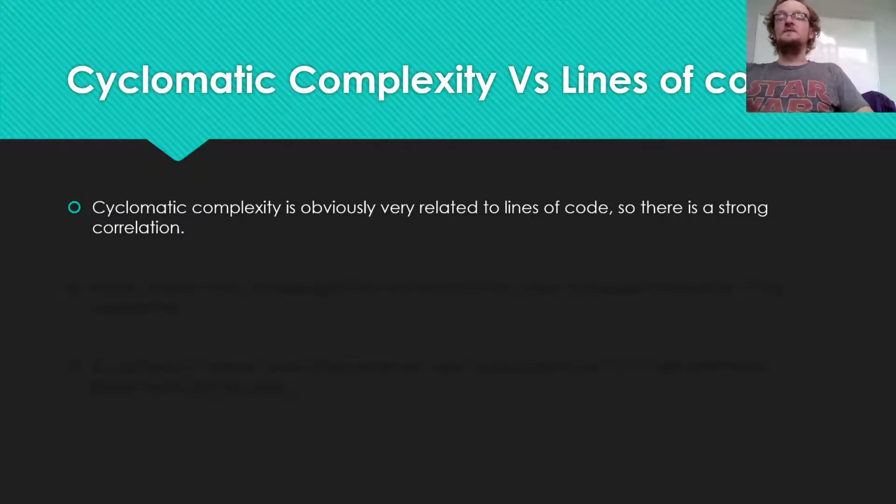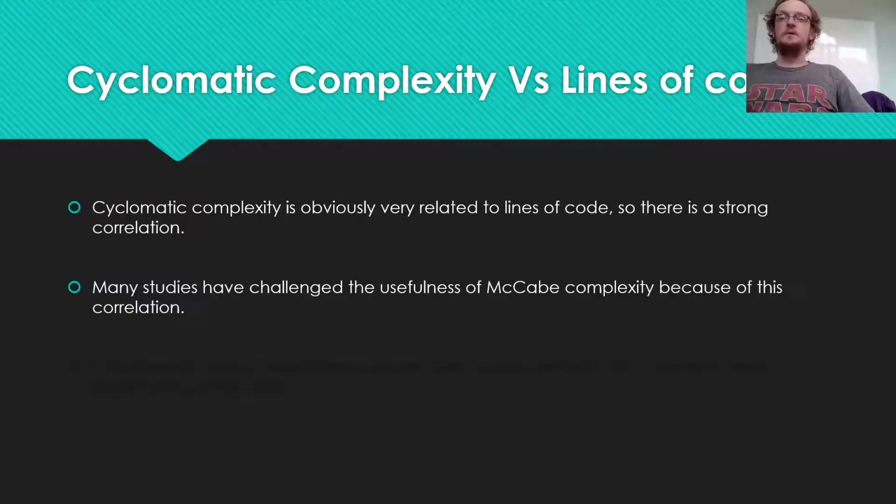So if you think about the difference between the cyclomatic complexity score and the lines of code, it's very related. The two are highly correlated with one another because as the size of your code extends, as you get bigger, you're more likely to have more complicated branch instructions inside of that piece of code. So there are tons of studies that have challenged the usefulness of McCabe, and it's solely because of this correlation.